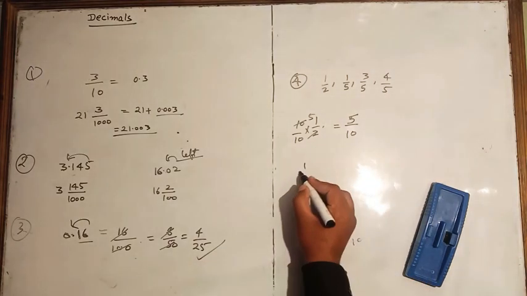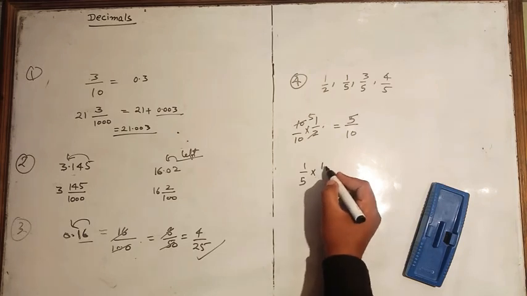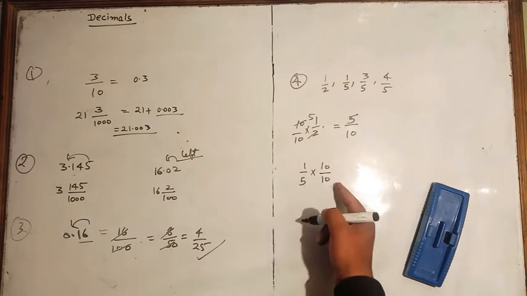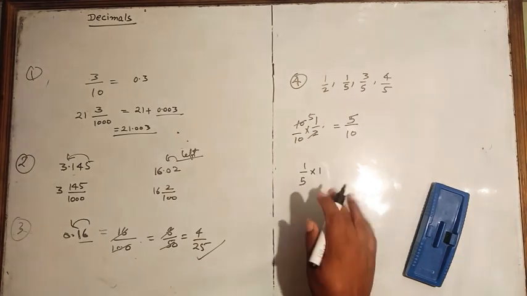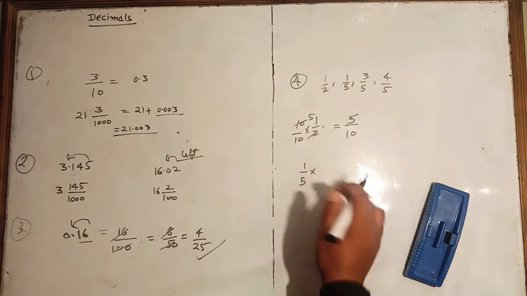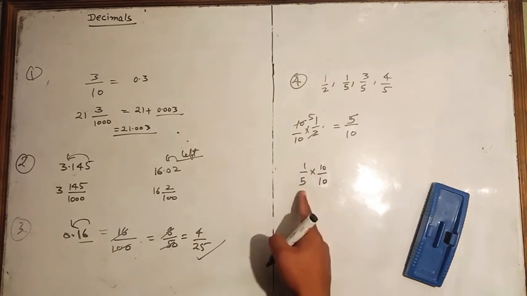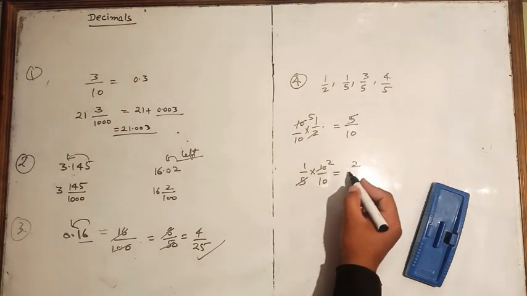Second one, 1 by 5, so the denominator should be 10, so we will multiply it by 2 and also divide by 2. Why are we doing so? Because multiplying by 1 it will remain the same, so we can write here 10 upon 10. Now our denominator should be 10, so 5 times 2 is 10, and we can write it 2 by 10.